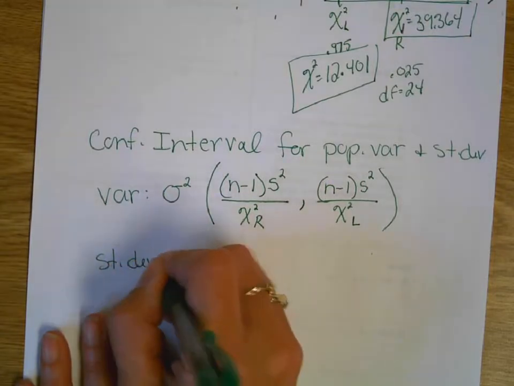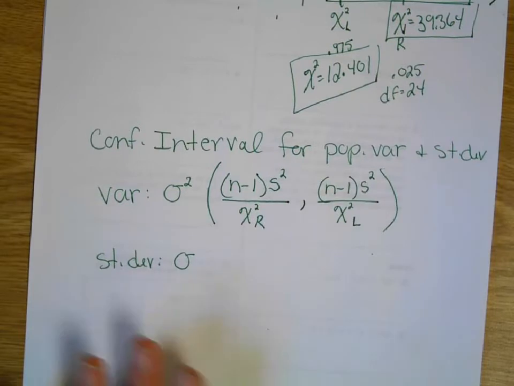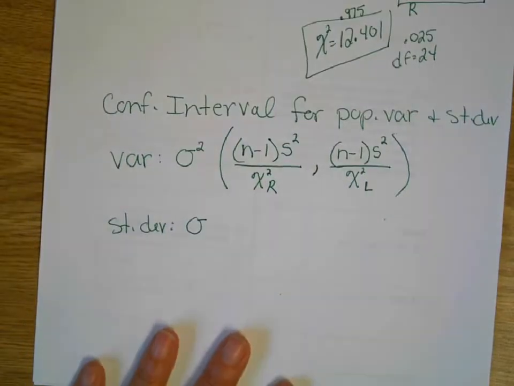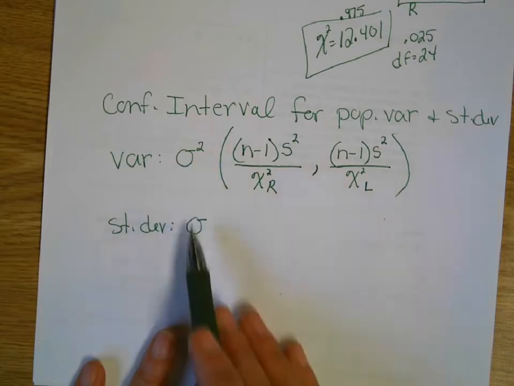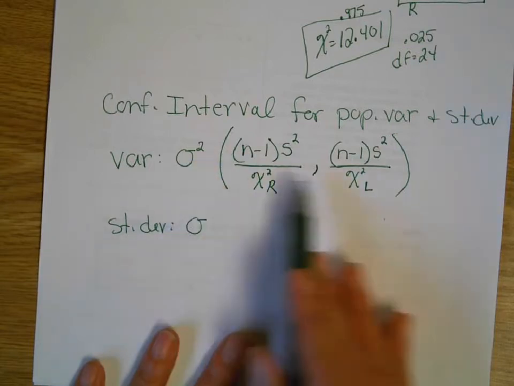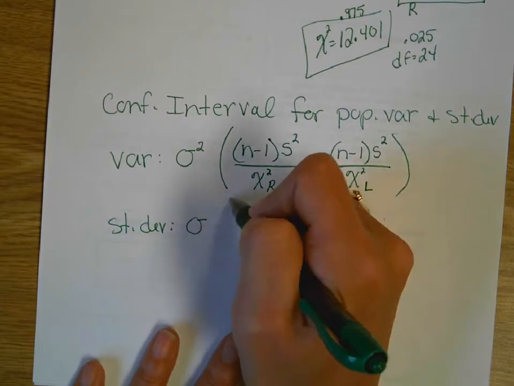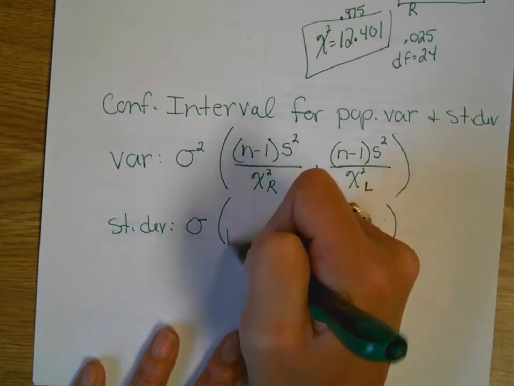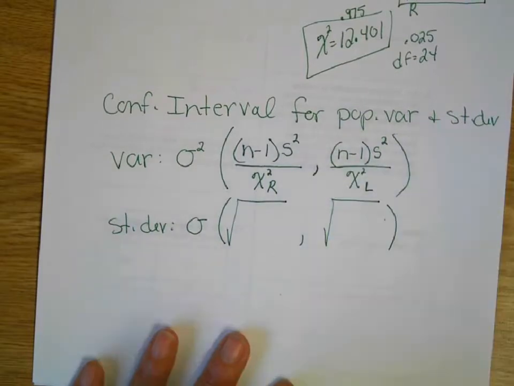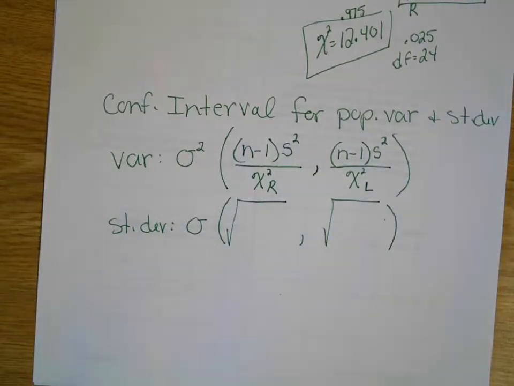Standard deviation interval? How would you get from sigma squared to sigma? You're just going to square root both of those answers. So you square root your answers from above.